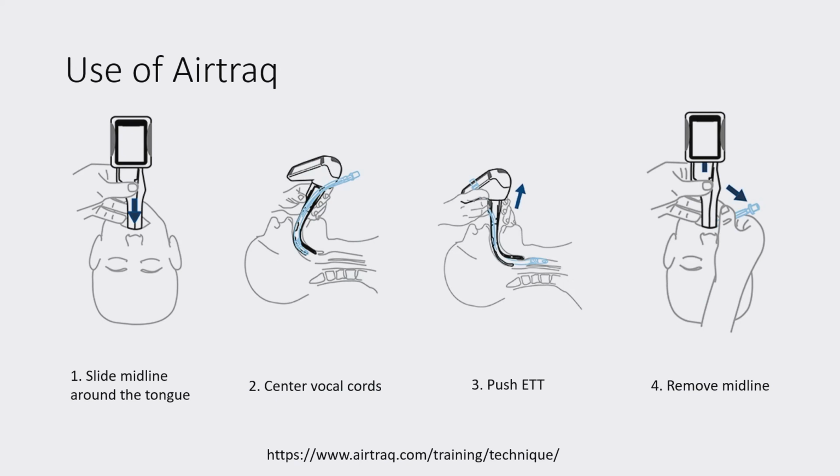So how to insert it? You first load the AirTraq with the ET tube and slide the AirTraq midline around the tongue, and then center the vocal cords in the screen, and then push the ET tube, and then the AirTraq can be removed in the lateral direction, and then we'll remove the AirTraq in the midline.